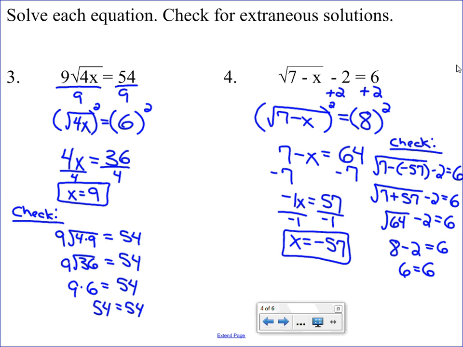So here's the work for number 4 as well as the check. Please make sure that you did your work correctly.